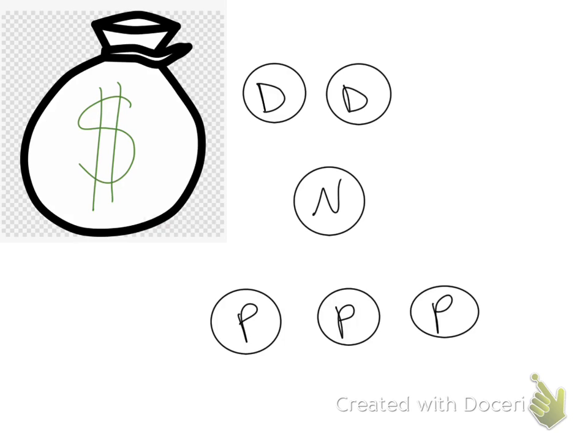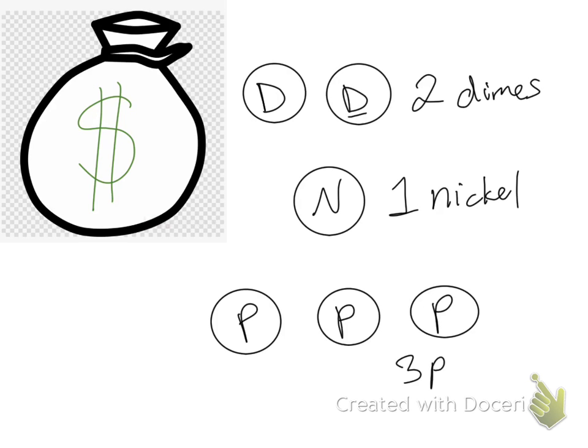So what do you think? Well, you can see I have the D means dime. So I have 2 dimes. I have just 1 nickel. And then I have 3 pennies. How can I figure out how much money this is?